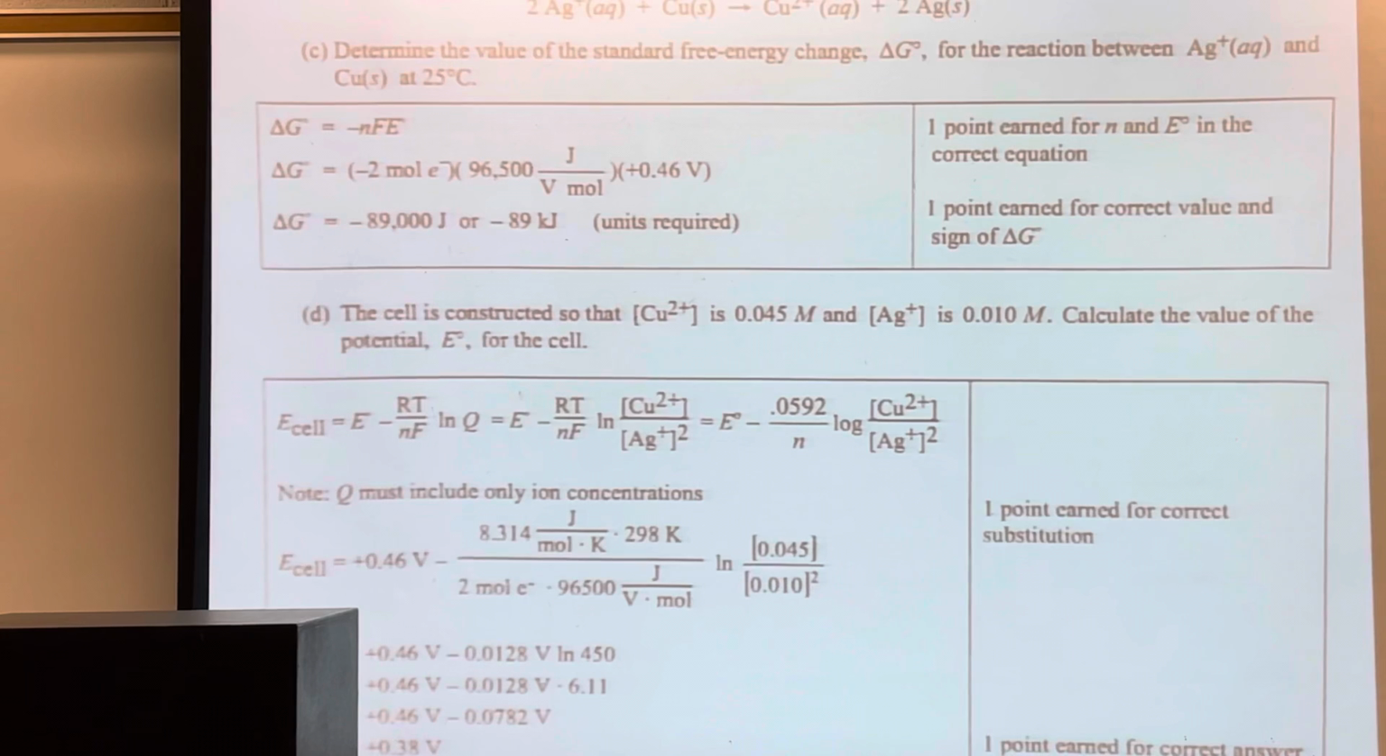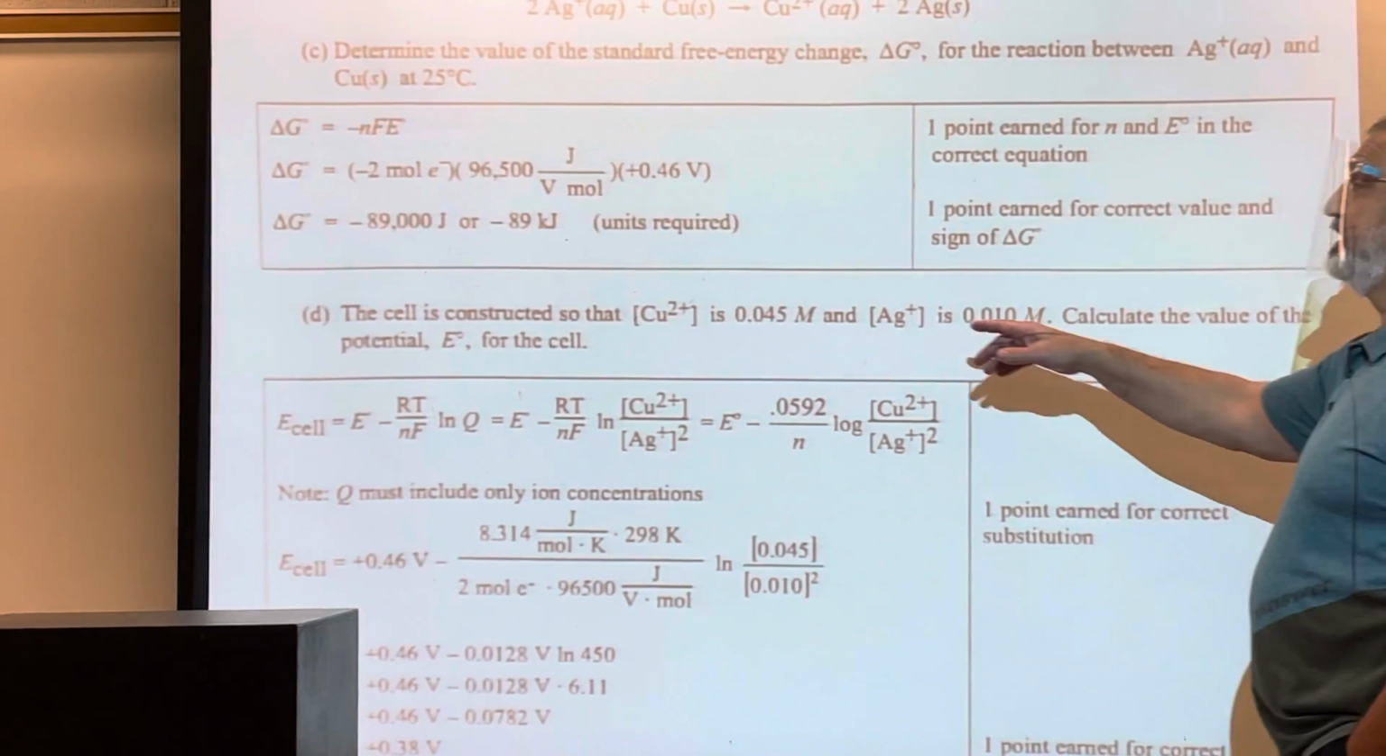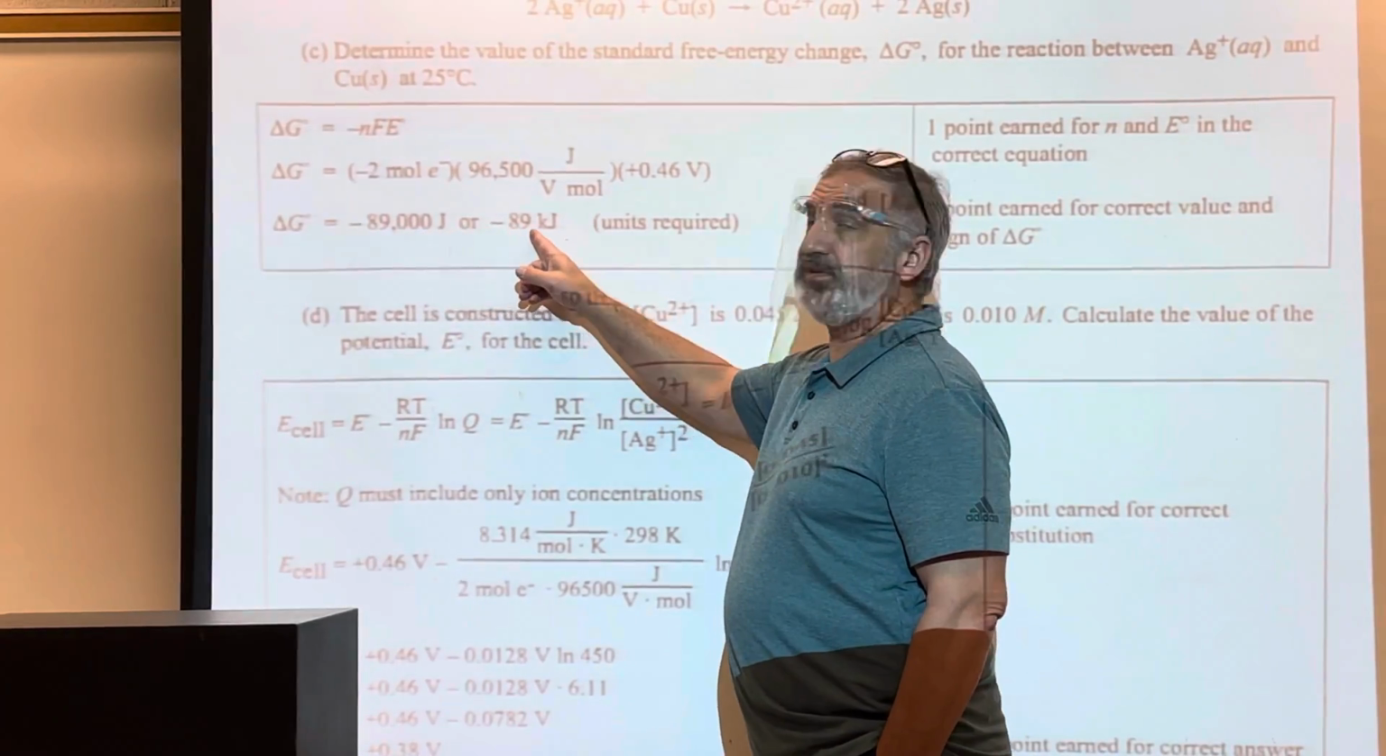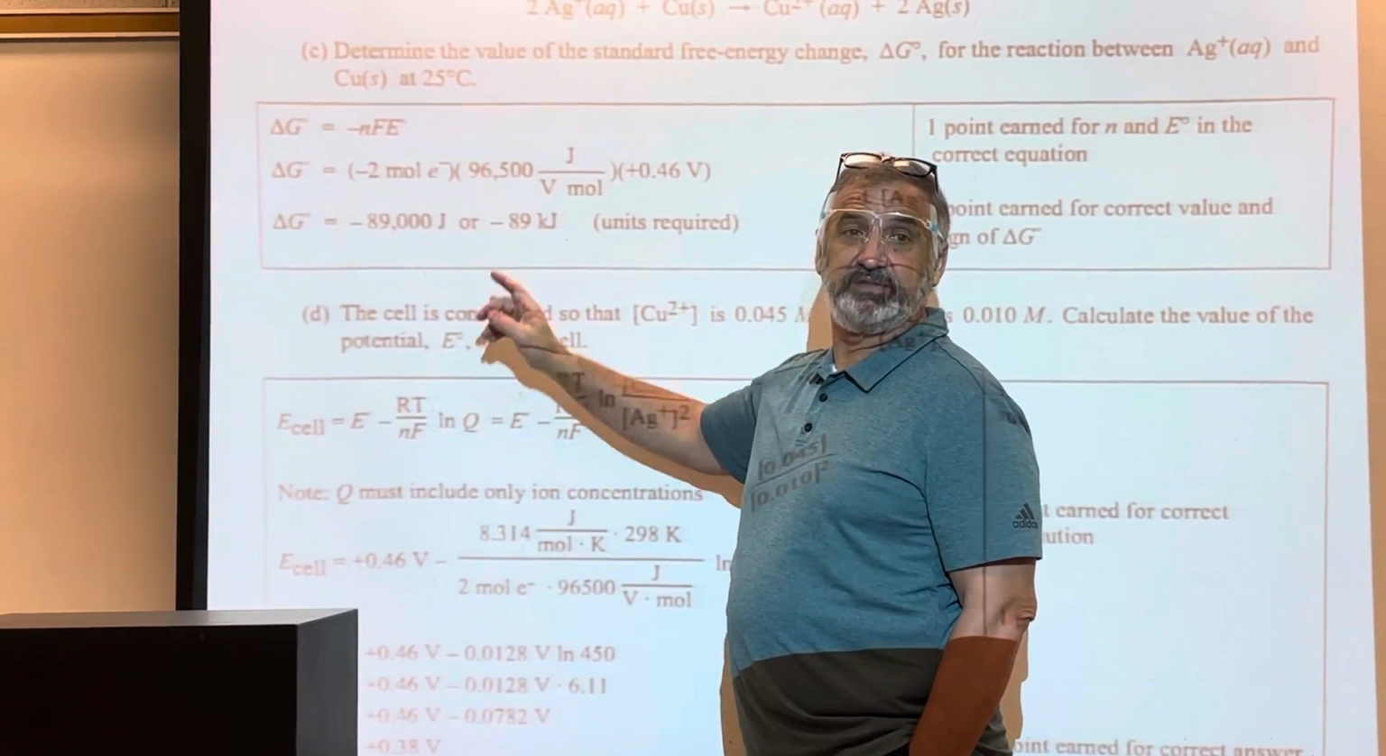Again, remember that I incorrectly told you that delta G came out to kilojoules, but it comes out to joules. Oh, we have to put units on your test. Because G is either going to be 89,000 or 89, you have to specify joule or kilojoule.